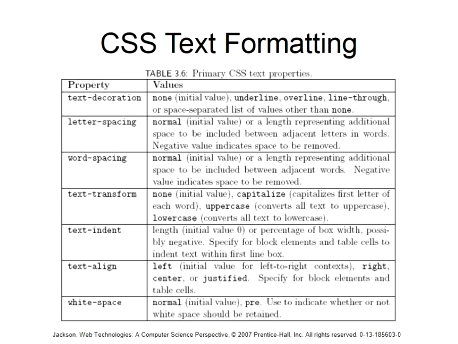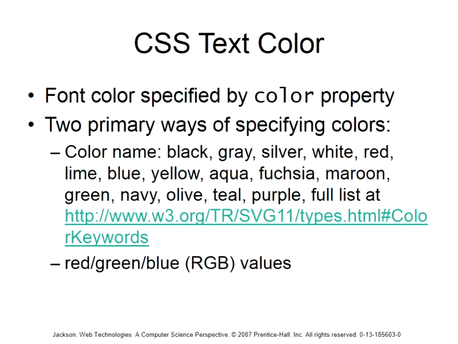For text formatting, there are many properties in CSS like text decoration, and in this case we can specify, for example, underline, overline, etc. Letter spacing, normal, or a length representing additional space, word spacing, text transform. We can write, for example, uppercase, lowercase, etc. And there are many other properties in text formatting.